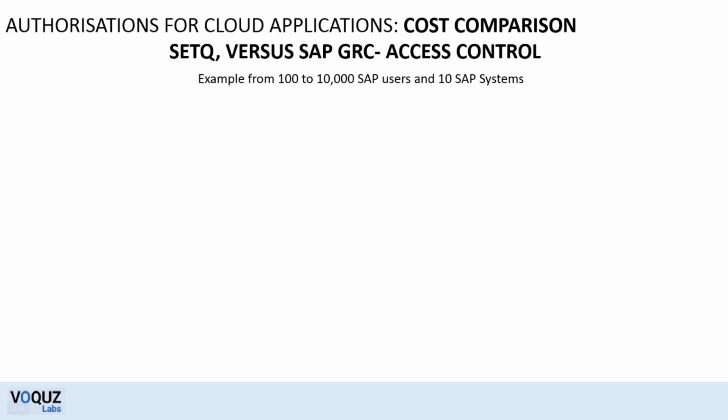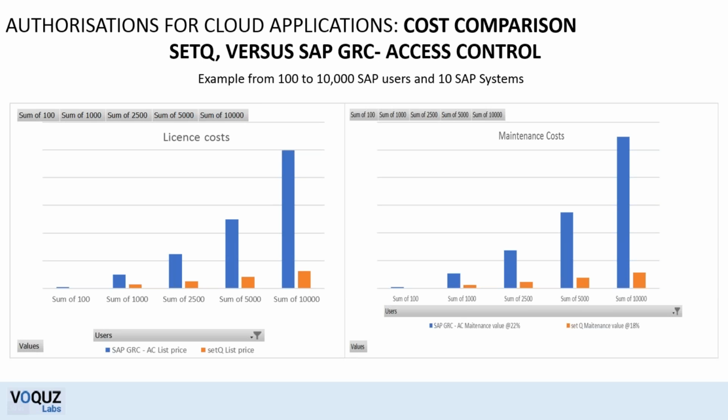What would it cost you as an organization if we did some comparisons, if you took 100 users to 10,000 users with some values in between: some at 1,000, some at 2,500, 5,000, and 10,000.